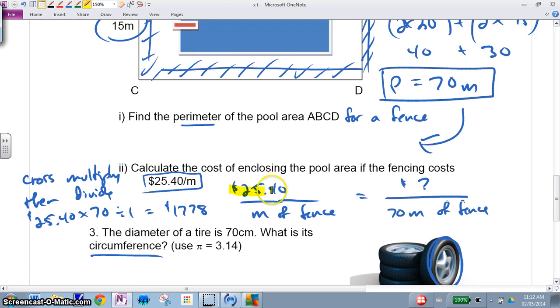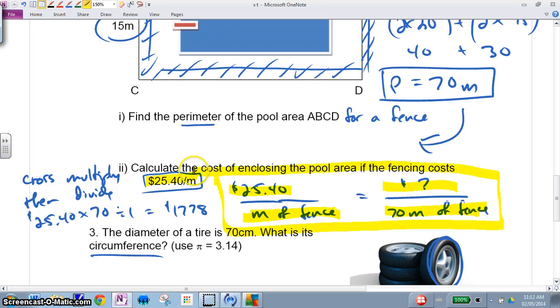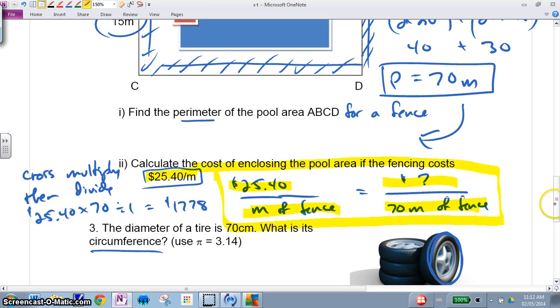Now take a moment, as always, right? Stop and look back at this proportion to understand where those numbers came from, to understand how we took what was in the question and put it in the ratio, to understand why it's 70 on the bottom, because we also have meters on the bottom. Those are the important things you want to be looking for as you watch and as you write down these examples. Look for all of that.